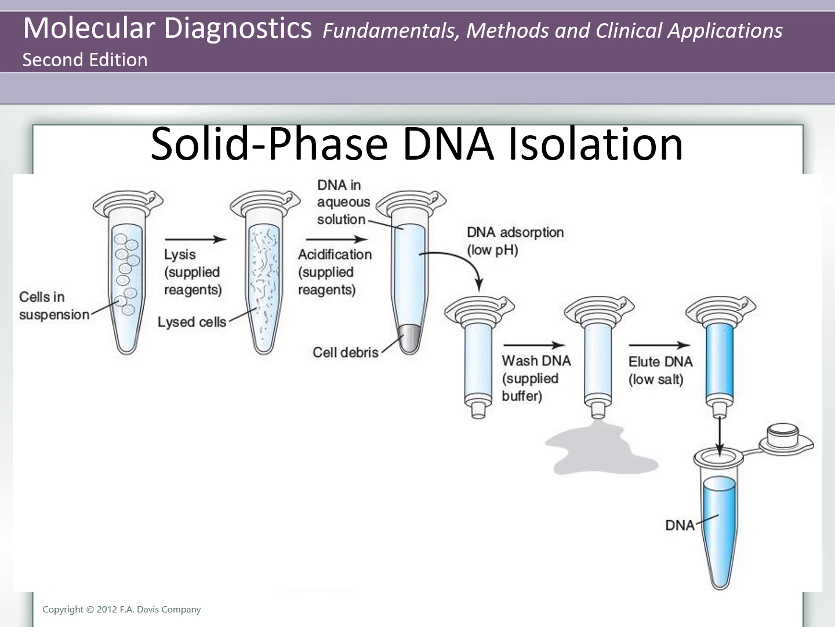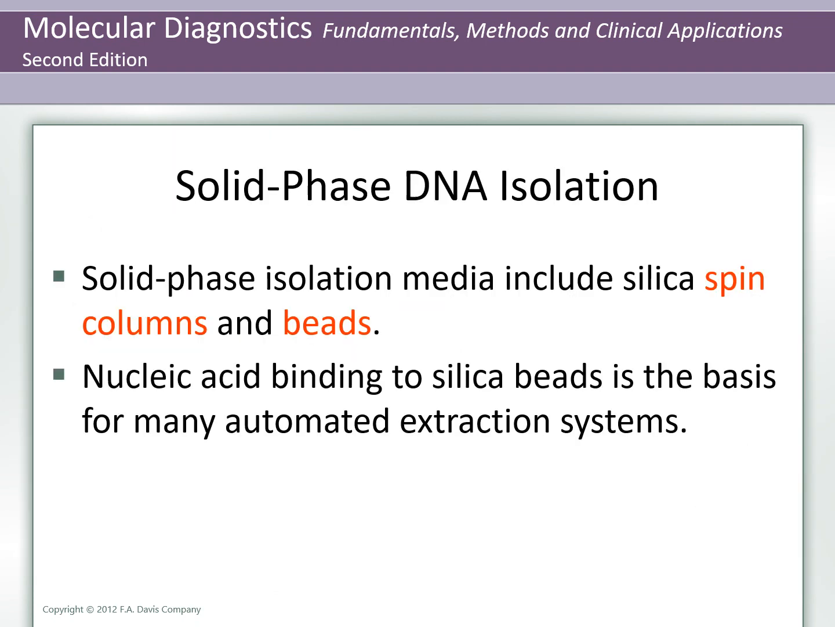The washing solutions and the eluent can be drawn through the column by gravity, vacuum, or centrifugal force. DNA absorbed to the magnetic beads is washed by suspension of the beads in the buffer and collection of the beads using a magnet applied to the outside of the tube while the buffer is aspirated or poured off. Solid phase DNA isolation media includes silica, spin columns, and beads. Nucleic acid binding to silica beads is the basis for many automated extraction systems, such as the Roche MagNA Pure and Qiagen BioRobot. These use magnetized glass beads or membranes to bind DNA.